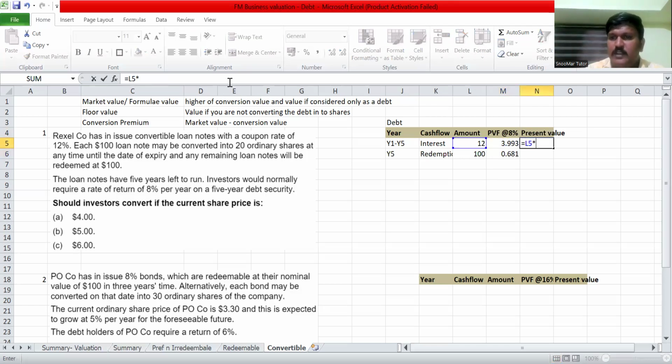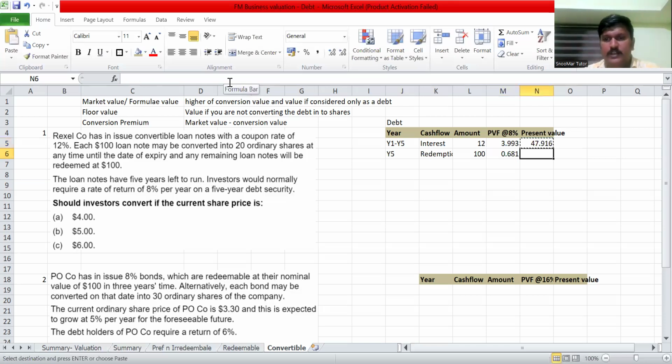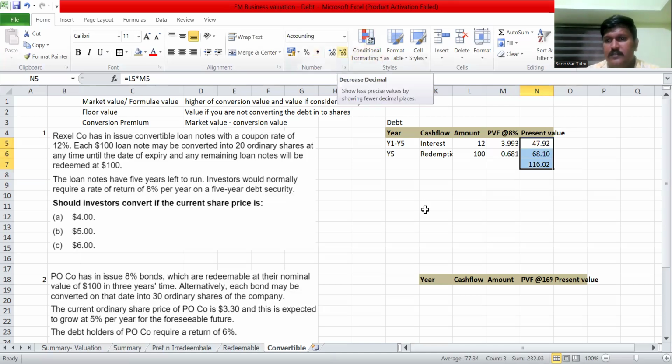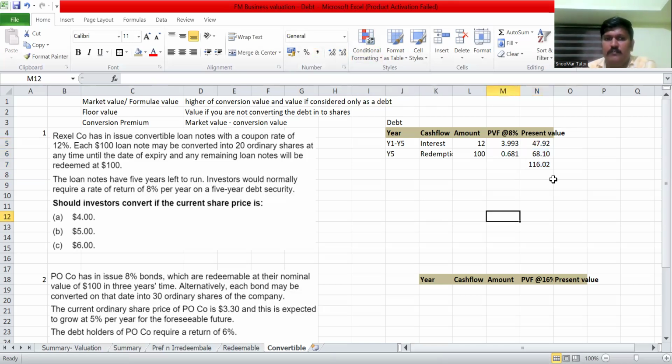So your present value would be, just multiply 12 into 3.993, and the same formula over here, 100 into 0.681, and just add it together. So you will be having 116 as the market value of this particular security, meaning if it is a debt, the total value or the market value would be 116 right now.